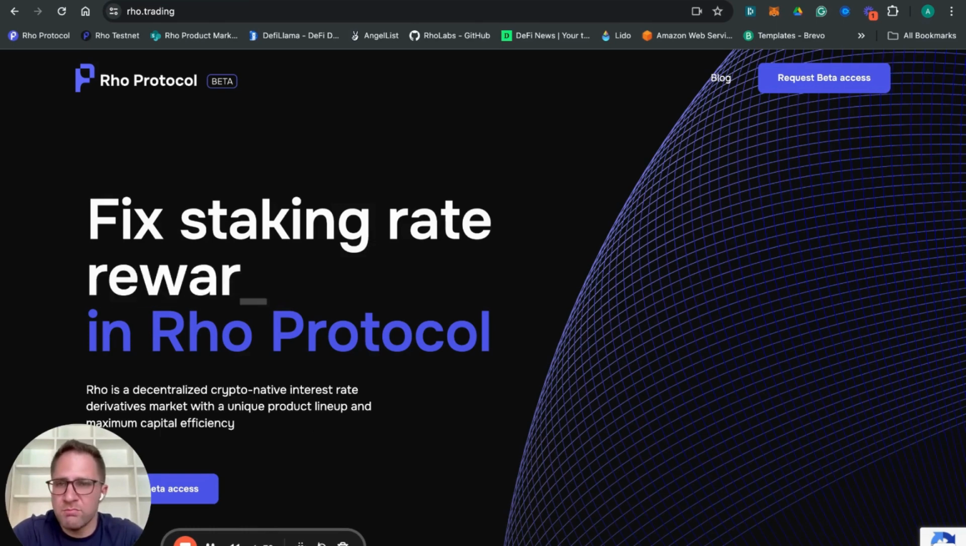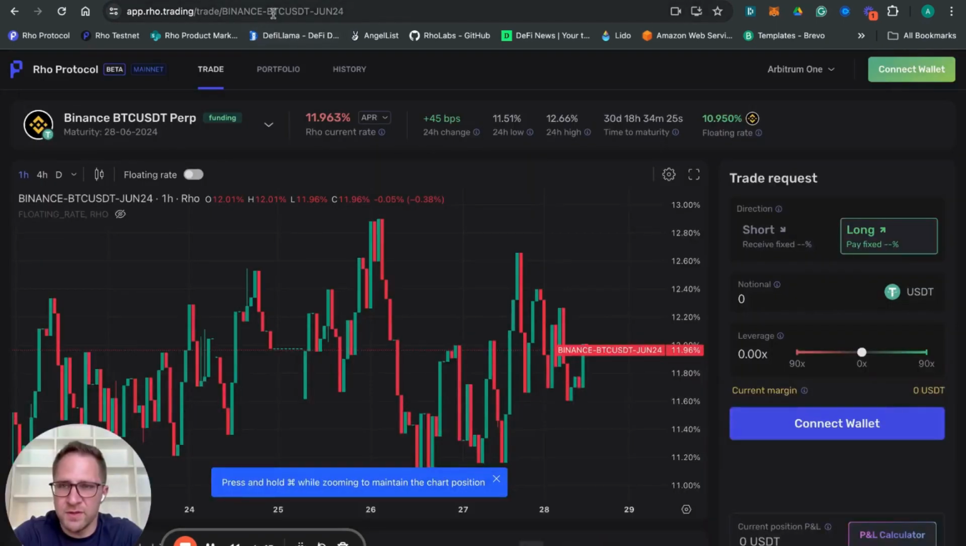So let's start from the first steps on the app. For starters, I will open our app. You can go on app.ro.trading. This is how you access your app. And the first screen you're going to see is our trading interface. This is Rho Exchange for you. I'll go through the screen element by element just to talk about what all of them represent to help you find your bearings when you see it for the first time.